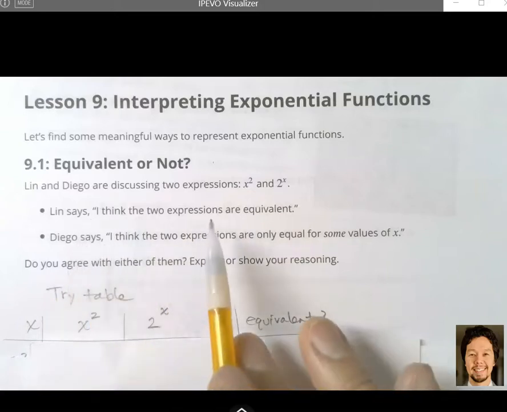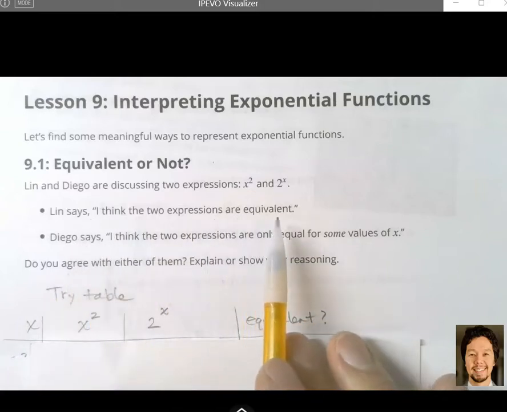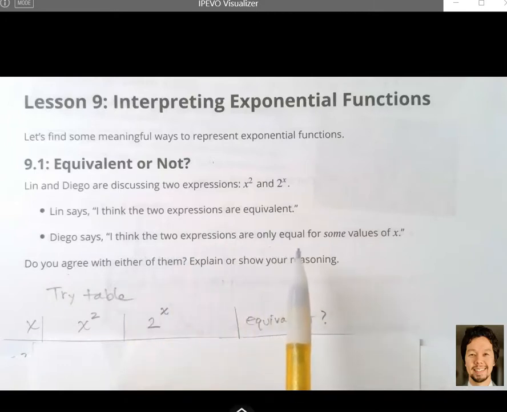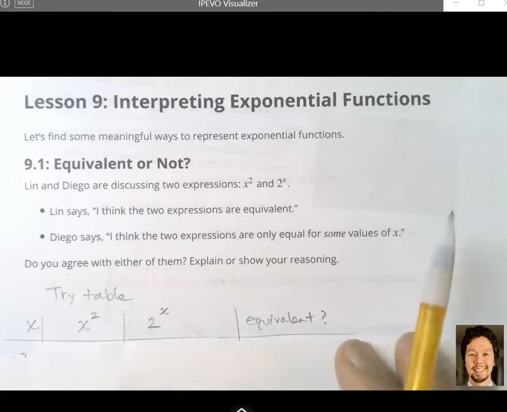Lynn says, I think the two expressions are equivalent. Diego says, I think the two expressions are only equal for some values of x. Do you agree with either of them? Explain or show your reasoning. So let's try a table first.